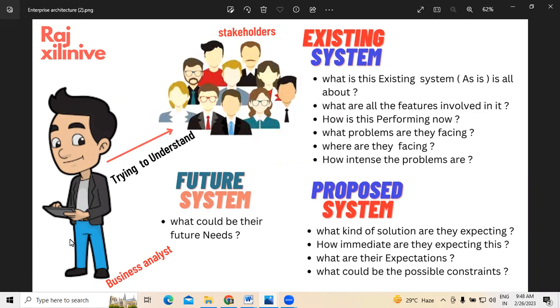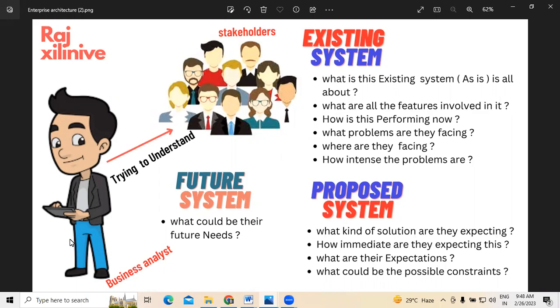Next, how is this performing? Means how this application is performing. Performance is not only from the accuracy level and speed, because normally we consider performance from the speed and accuracy point of view. Not only that, the satisfaction level point of view too, because is it rightly satisfying the need of the customer or not. That's what generally performance stands for, right? How is this performing now?